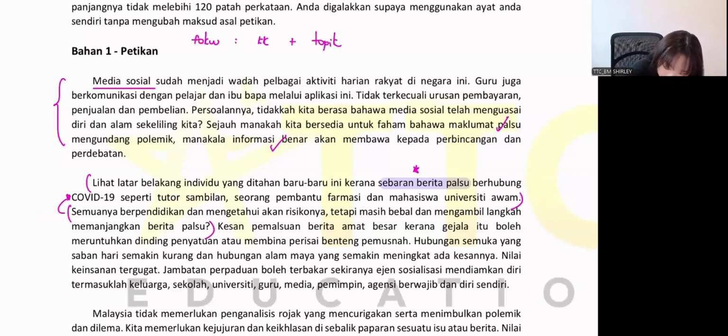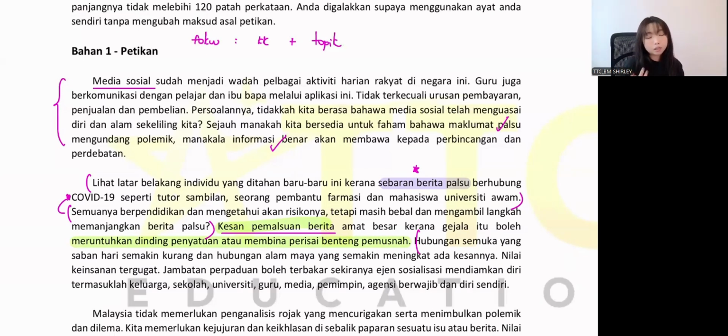But the next one, kesan pemalsuan berita. So what would be the impact of you spreading the fake news? Amat besar kerana gejala ini boleh meruntuhkan dinding penyatuan atau membina perisai benteng pemusnah. Okay, then after that, hubungan semuka yang saban hari. Hubungan semuka means face to face. So the relationship of us able to do with each other face to face semakin kurang.